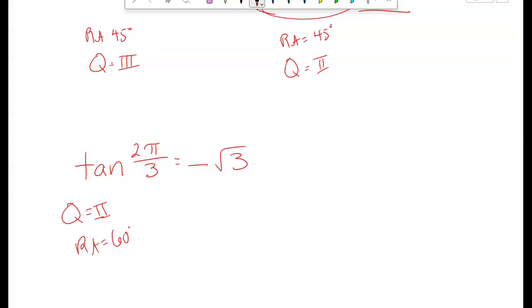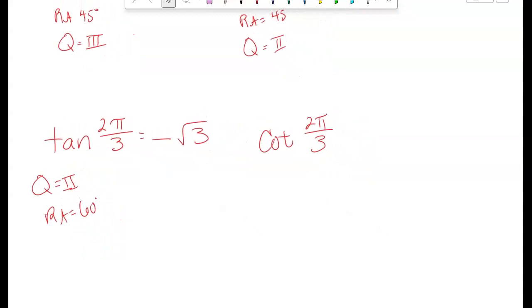Okay, now let's switch this up a notch. What's the cotangent of 2 pi over 3? There's a reason why I haven't erased my answer.